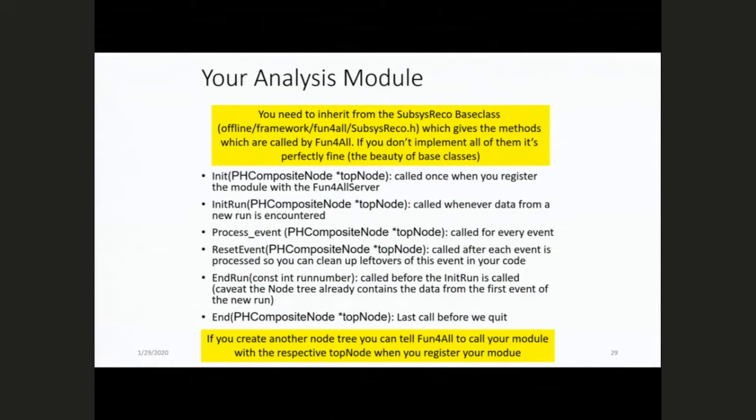And then there's the end method. As I pointed out, this is typically used to flush out histograms, when you say, okay, now let me save whatever I have and do stuff before I quit. Again, if you create another node tree, you can register your module with a different node tree. So then your top node is the secondary node tree.